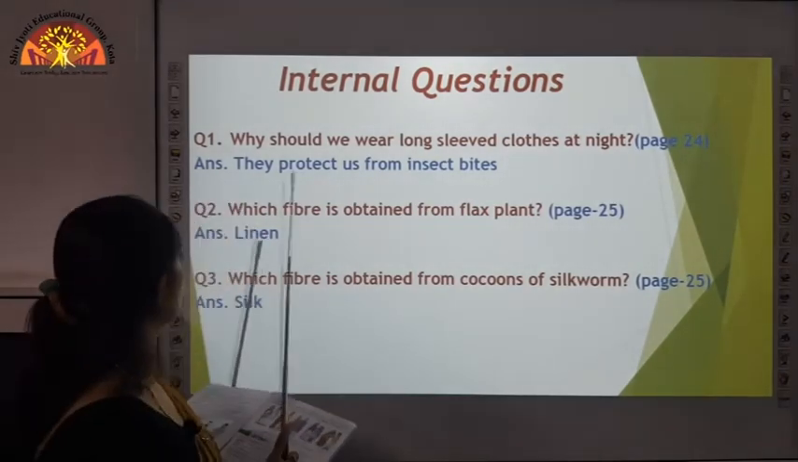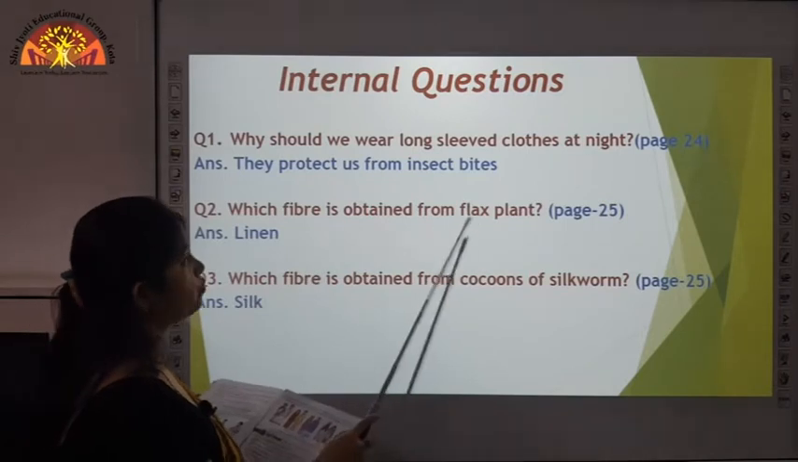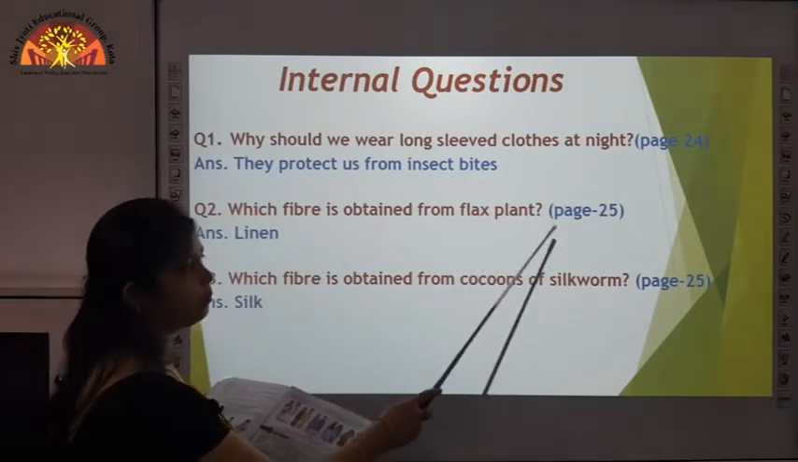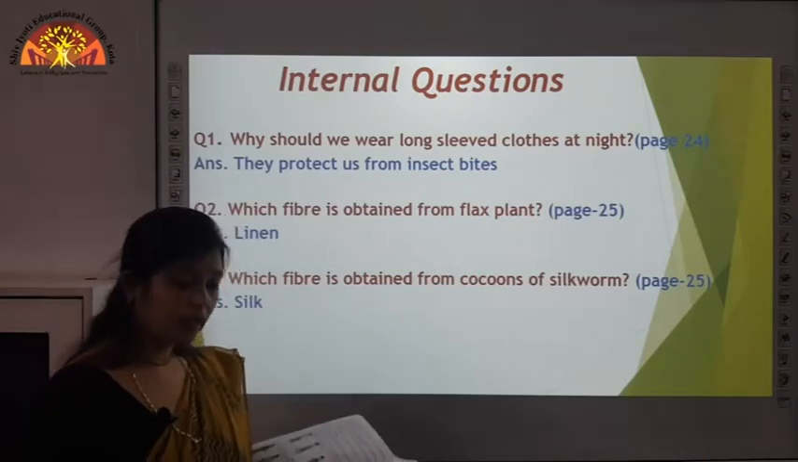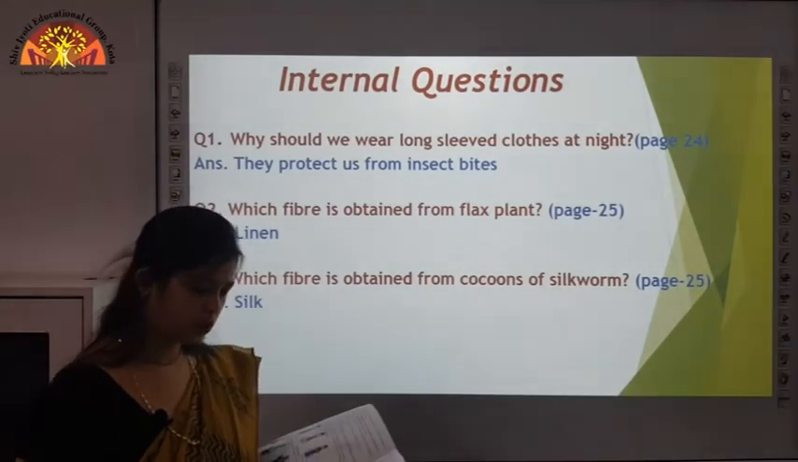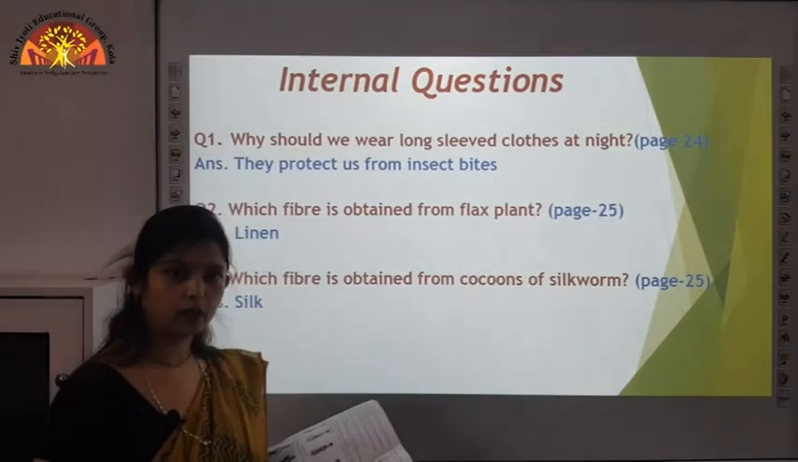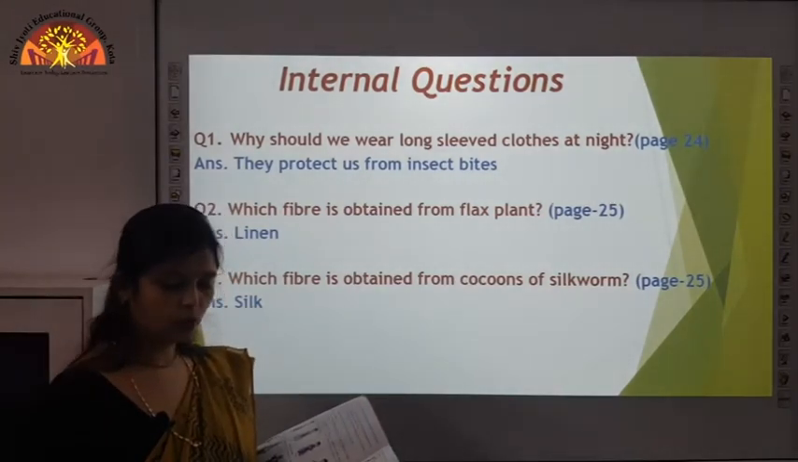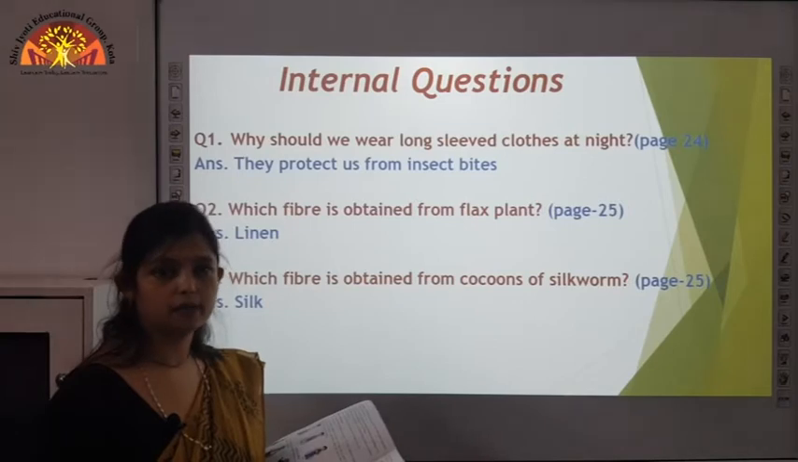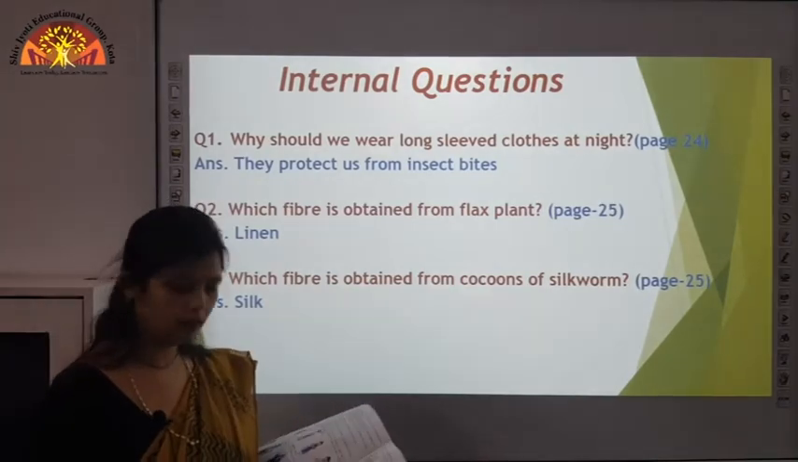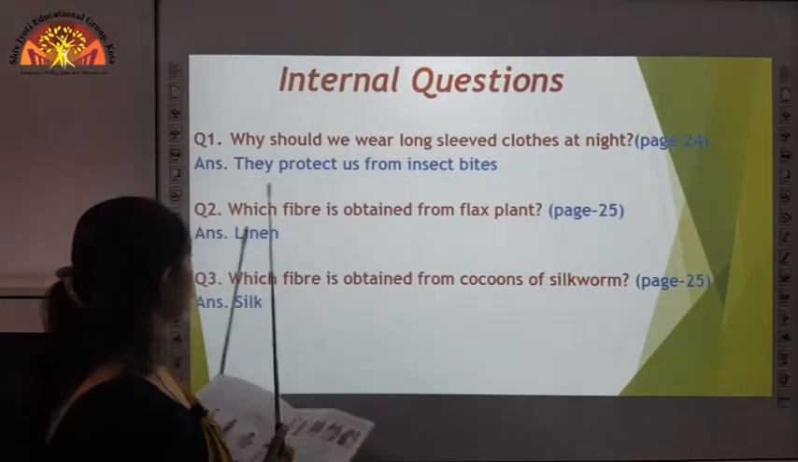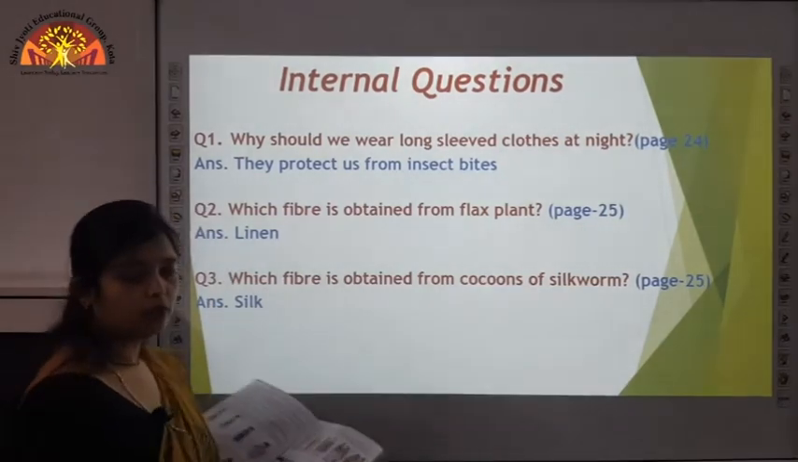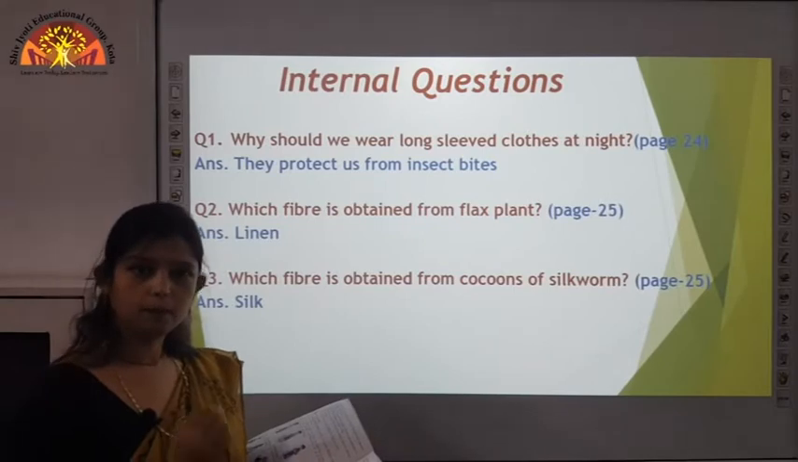It is, which fiber is obtained from flax plant? Now come to page number 25. In the last paragraph of page number 25, in the third line, you can underline it: linen is obtained from flax plants. So the answer is linen. So you can write the question above the paragraph.